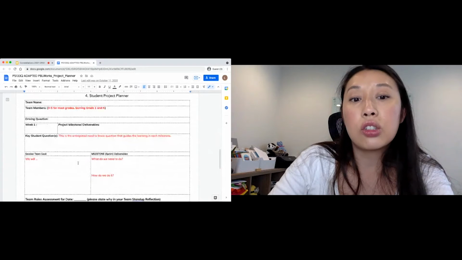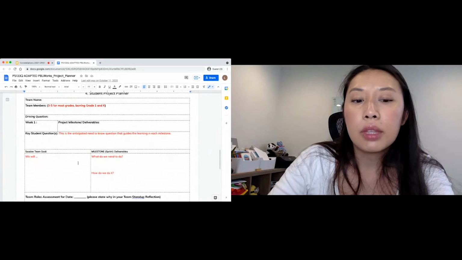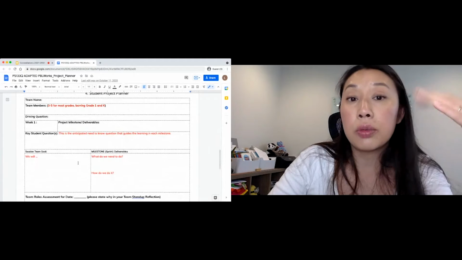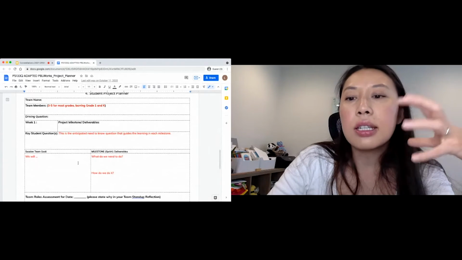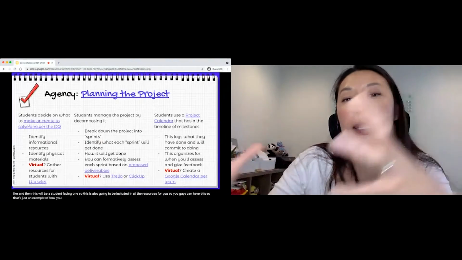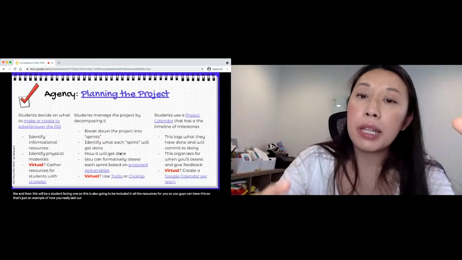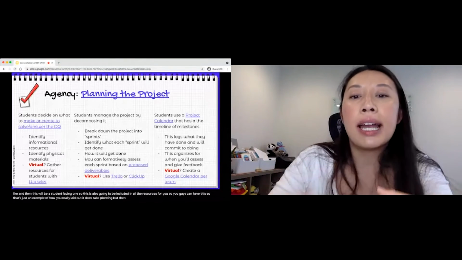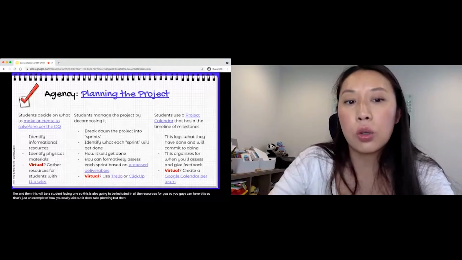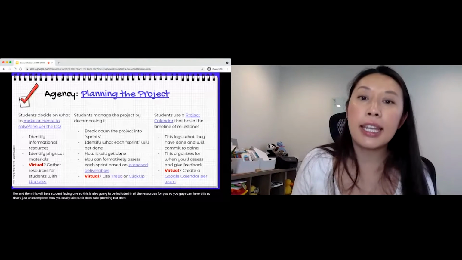And then this will be a student-facing one. So this is also going to be included in all the resources for you, so you guys can have this. So that's just an example of how you really lay it out. It does take planning, but then once you have that going and they have the framework to work within, they can really take it and run with it.